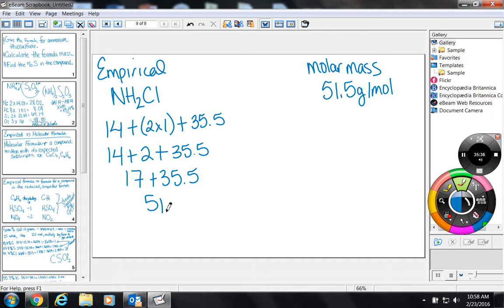51.5. So in this case, the empirical is the molar. So there's no ratio. There's no ratio, it's 1 to 1. And the molecular is the same as the empirical.